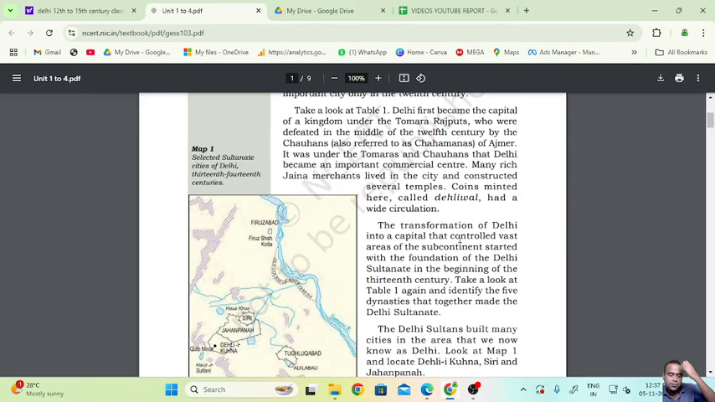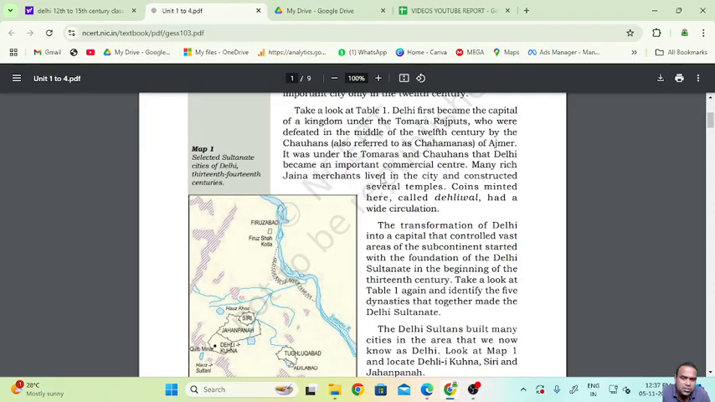In the previous chapter we learned about how kings and kingdoms formed. Many kinds of changes took place during that time. Delhi first became the capital of a kingdom under the Tomara Rajputs, who were defeated in the middle of the 12th century by the Chauhans of Ajmer. It was under the Tomaras and Chauhans that Delhi became an important commercial center.